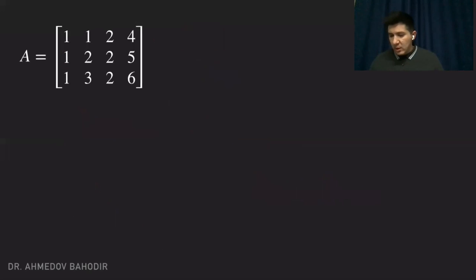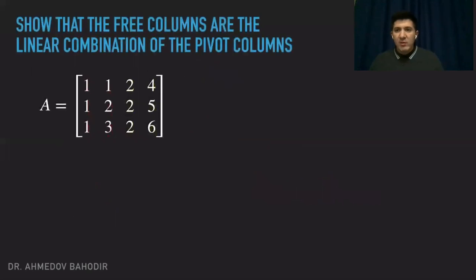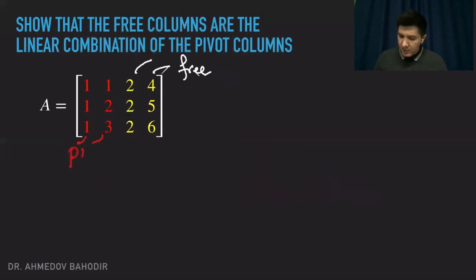Let's see how we can do this. Let's say we are given again this matrix. We say that the first 2 columns are going to be called the pivot columns, because when you bring the matrix into the row echelon form, they have the pivots. And the last 2 columns are going to be called the free columns.